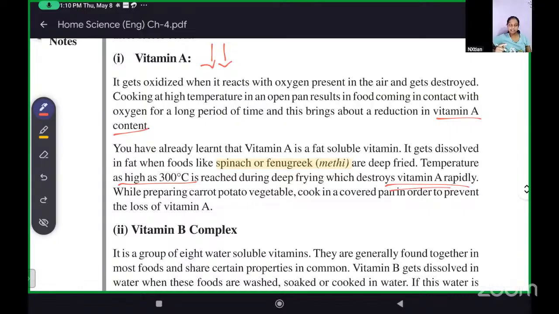Another reason is so that it does not react with open air and lose its nutritive value. Okay, so those are the two reasons. One, it helps in cooking. Two, it helps in preservation of its nutritive value, preservation of the nutrients. Okay, that is why we cover food when we cook it.